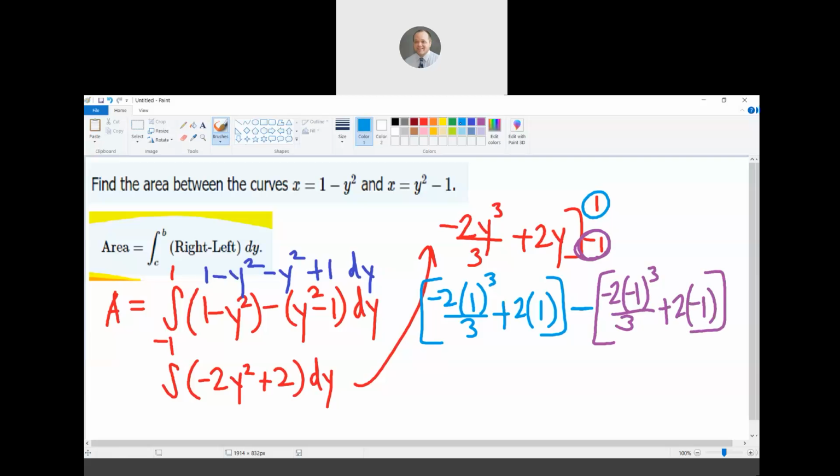Right here, back in blue, 1 cubed is 1 times -2 gives us -2/3, plus 2, minus, right here, -1 cubed is -1 times -2, I'm sorry, gives us a positive 2, or 2/3, minus 2.